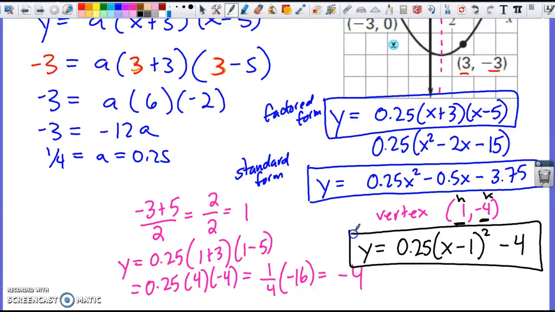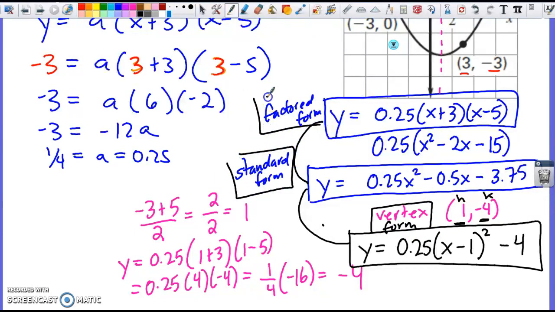Notice I just used the h and k from the vertex to write it in vertex form. So now you see it written three different ways. All three of these are the same parabola, except in different forms. We have vertex form on the bottom, standard form in the middle, and factored form at the top.